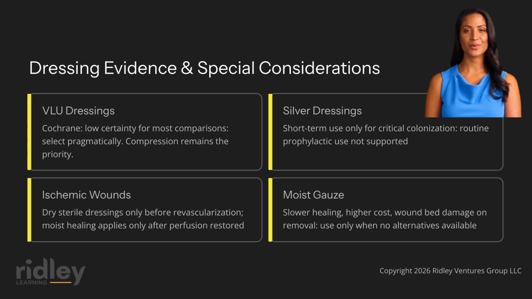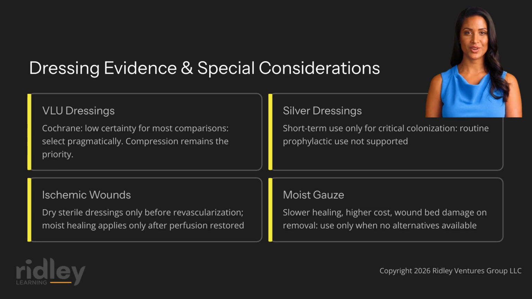Silver-containing dressings occupy a specific but contested niche in wound management. A network meta-analysis of dressings for venous leg ulcers found some evidence that silver dressings may increase the probability of healing compared with non-adherent dressings and moderate certainty evidence, though the overall network evidence was of low certainty. Current evidence supports short-term use of silver dressings in wounds with clinical signs of critical colonization or localized infection, but routine prophylactic use in non-infected wounds isn't supported by the evidence base.